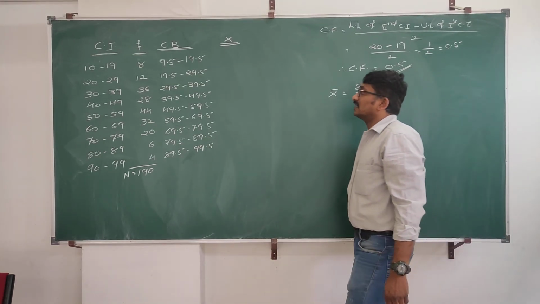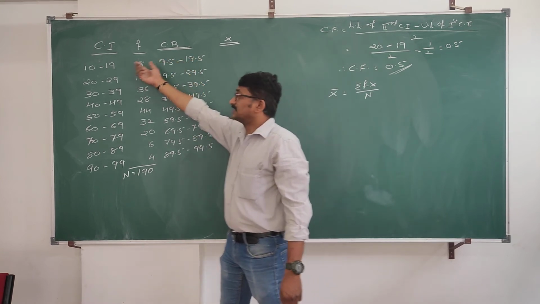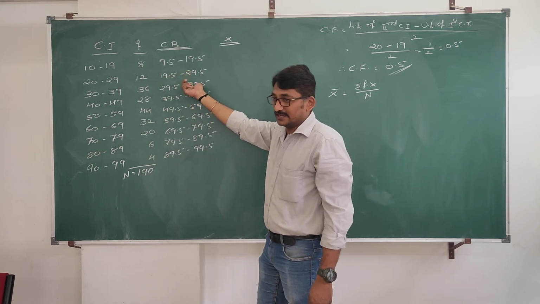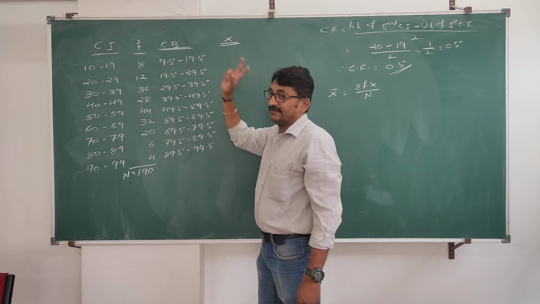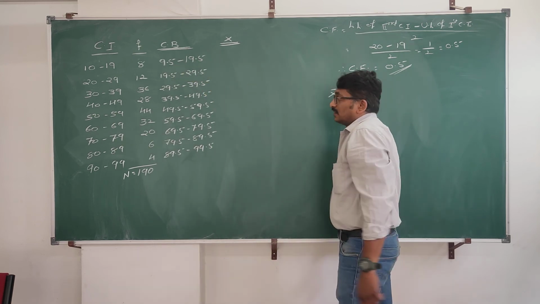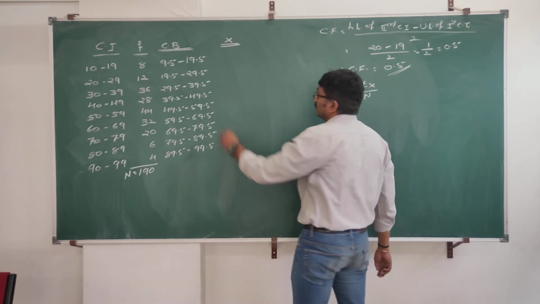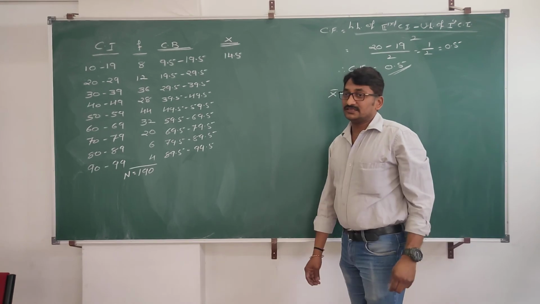Now x values are nothing but the mid value of the class boundary. Don't consider these original classes, because we have converted class intervals into class boundaries, right? So 9.5 plus 19.5 is 29, divided by 2 is 14.5. First x value is 14.5.